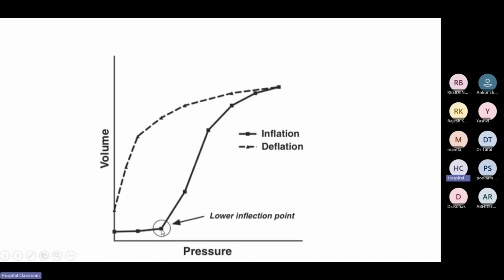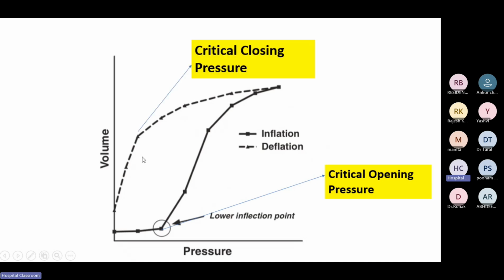This is called the critical opening pressure, the point beyond which if you increase the pressure, the volume will rise exponentially. If you keep on increasing the pressures, there comes a point beyond which increasing the pressure does not cause an increase in the volume. Then as you decrease the pressures, initially there is not much fall in the volume until a point when suddenly the volume falls. This becomes the critical closing pressure.